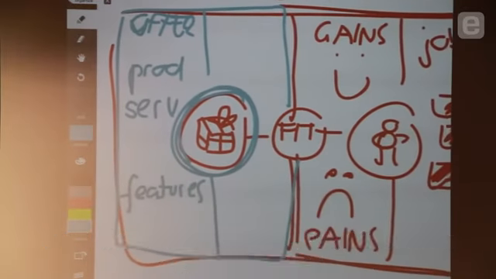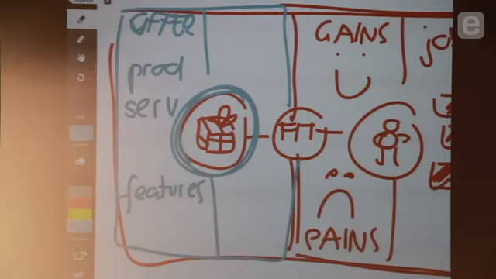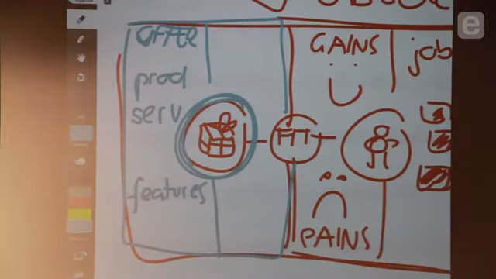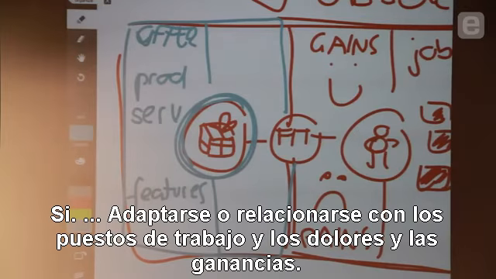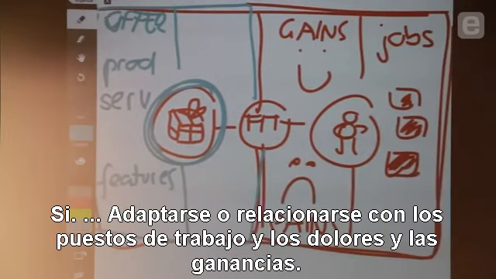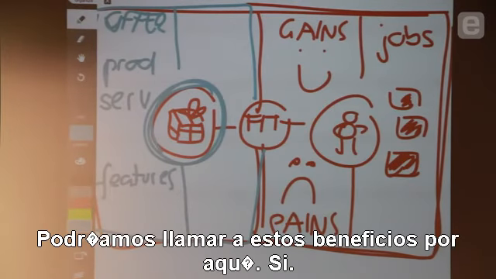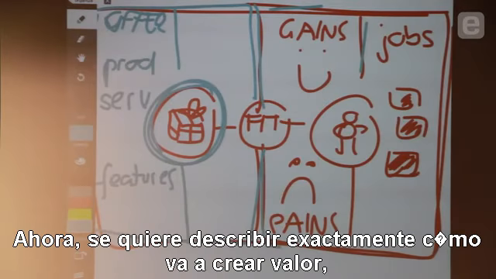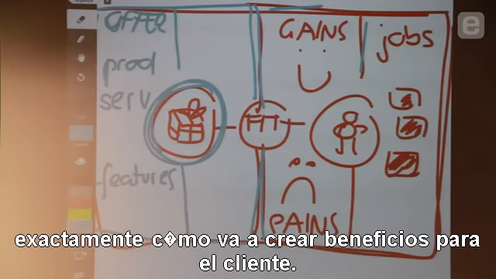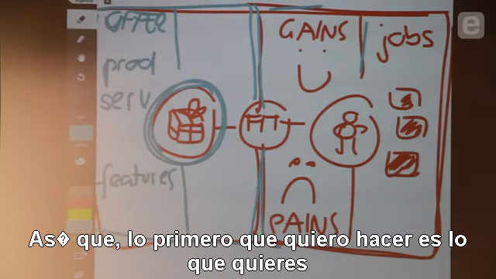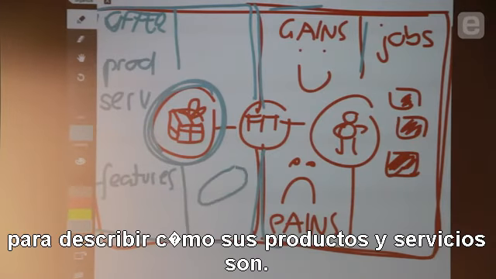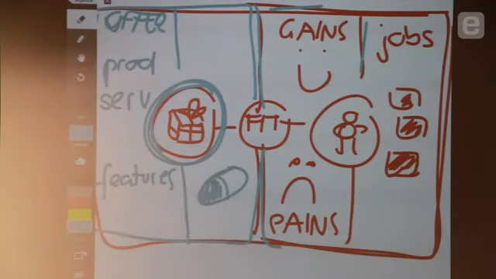All right. Wow. Good. Now, you haven't yet described how your products and services fit or relate to the jobs and the pains and the gains. Didn't we just call those benefits or something? We could call these benefits over here. Yeah. Now, you want to describe how exactly you're creating value, how exactly you're creating benefits for the customer. So the first thing you want to do is you want to describe how your products and services are.